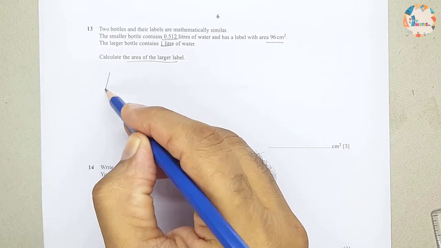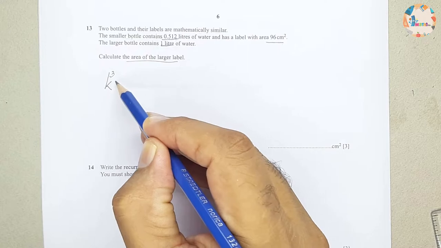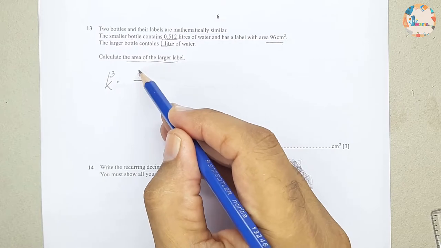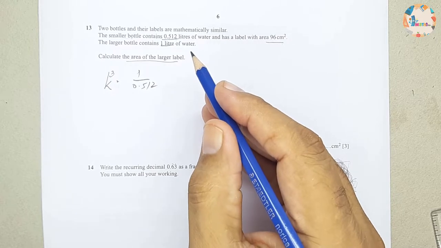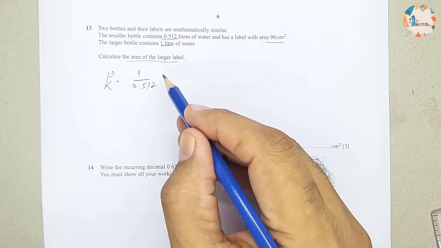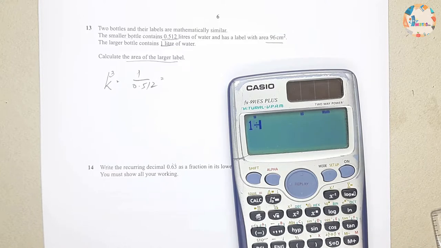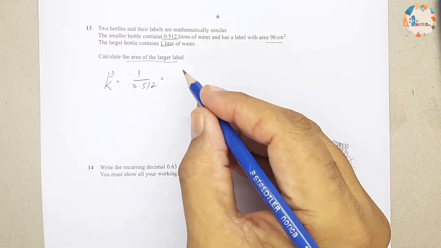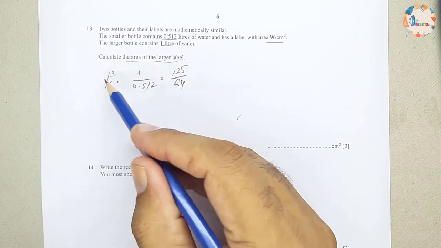So K, the conversion factor for volume, is always cubed. So K cubed will be equal to 1 liter divided by this. So 1 divided by 0.512. This will be our conversion factor. And this will be equal to what? If we check with the calculator, 1 divided by 0.512, this will be equal to 125 over 64. This will be the conversion factor for volume.